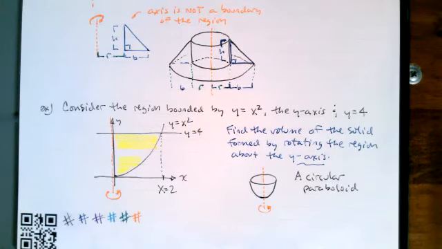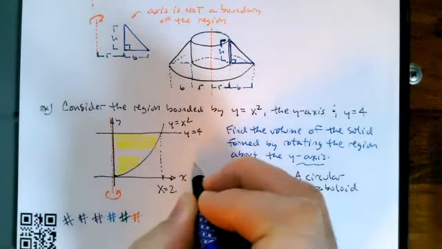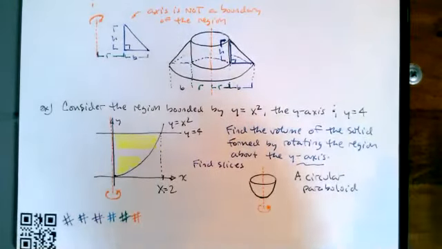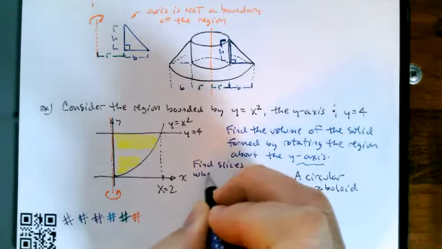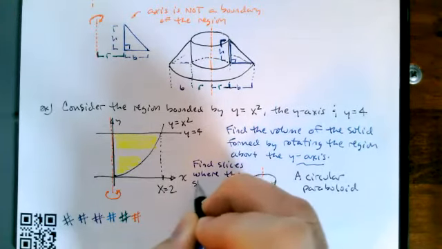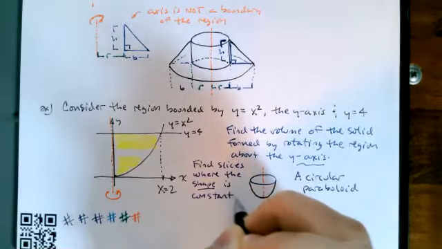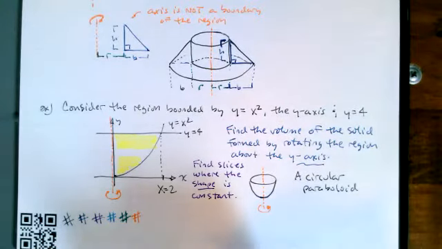So, like I said before, we need to slice this solid so that the shape of the slice is always the same. Its size can be different, that can be the variable, but the shape has to be the same. Okay, so we need to find slices where the shape is the same. The size can be variable, but the shape needs to be constant.